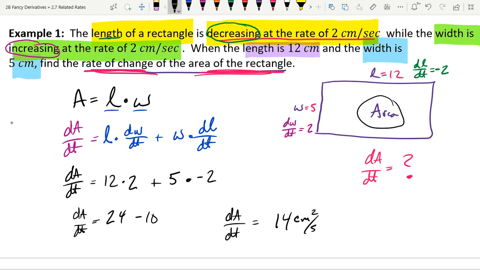We could have figured this out because length was measured in centimeters and the change in width was centimeters per second. So when I multiply those together, that's where I'm getting centimeters squared per second. But it's also the change in area, and area is in centimeters squared.